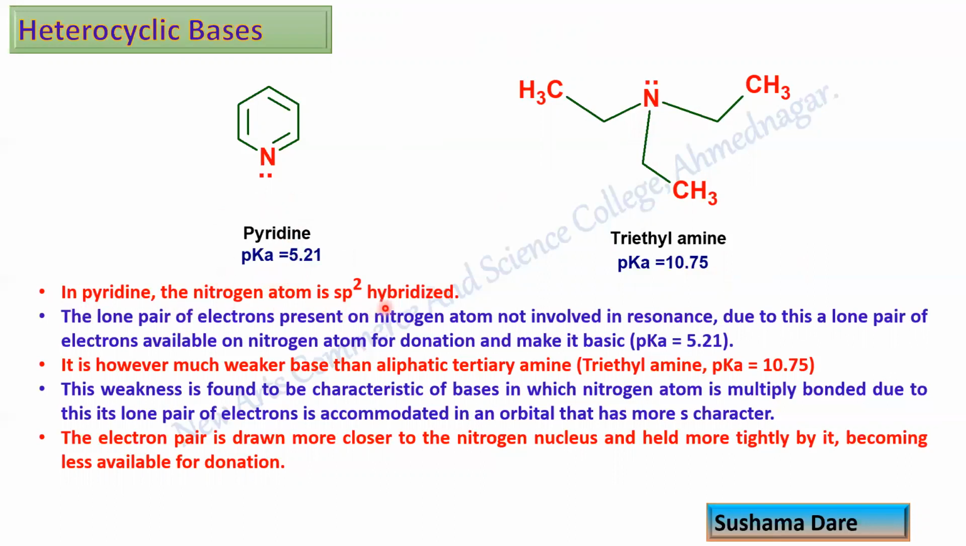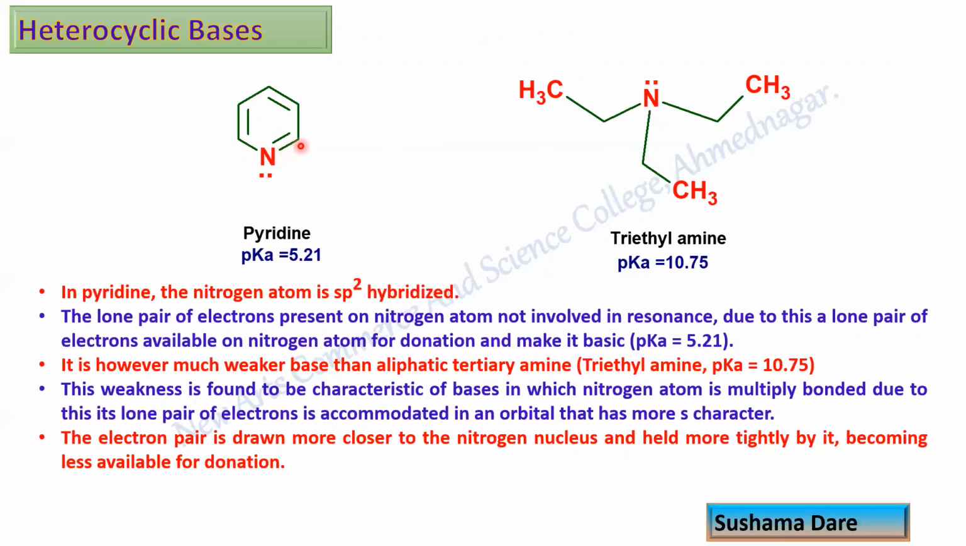In pyridine, the nitrogen atom is sp2 hybridized, while here this nitrogen atom is sp3. Now, because of the sp2 nitrogen, the lone pair of electrons present on the nitrogen atom is not involved in resonance. One more feature is that these electron pairs are not involved in resonance. The reason is the Huckel rule. Huckel rule states that there has to be 4n plus 2 pi electrons, where n stands for the number of rings. So here only one ring is present.